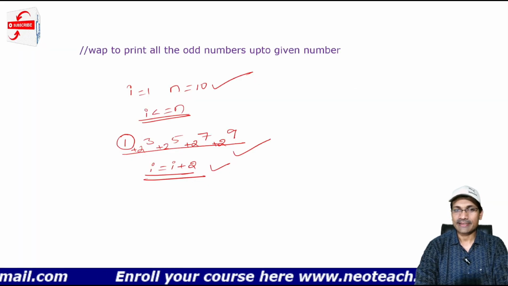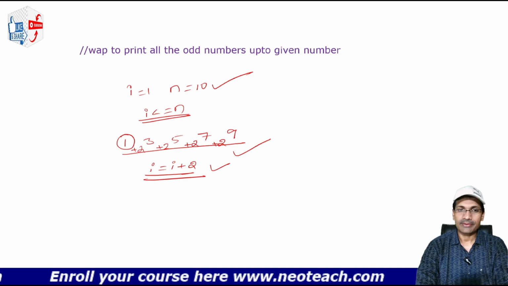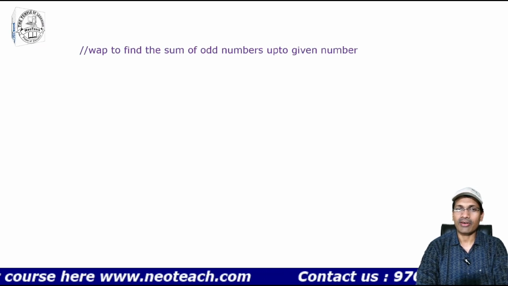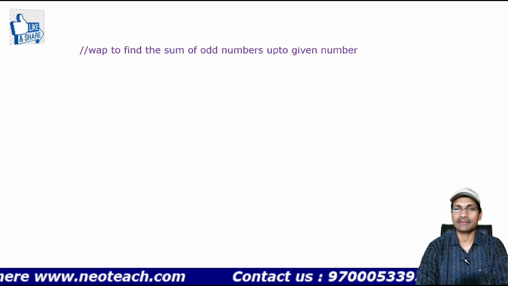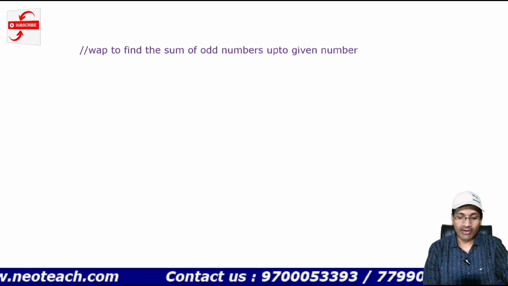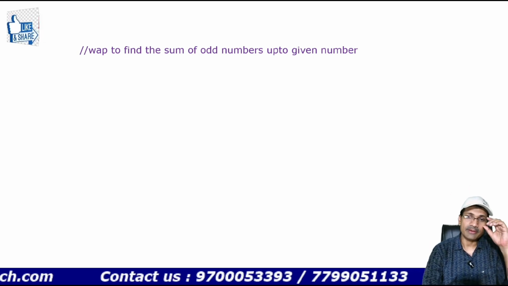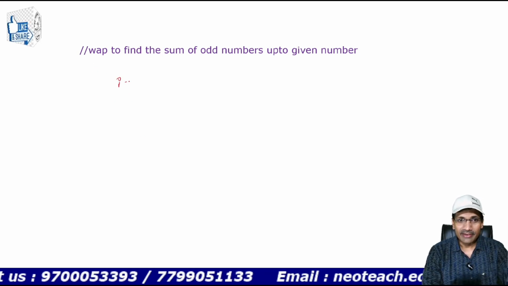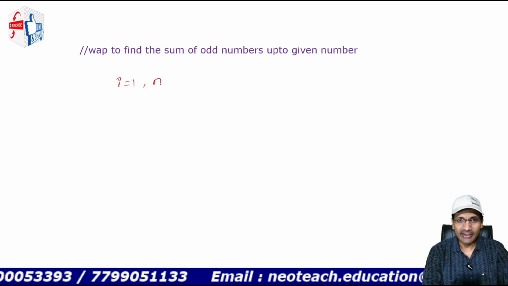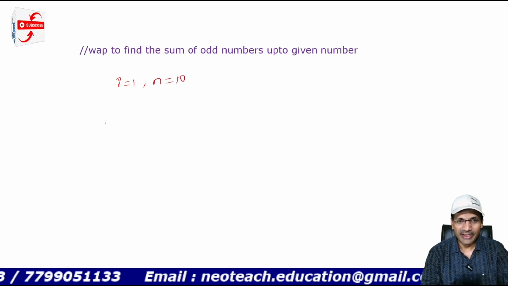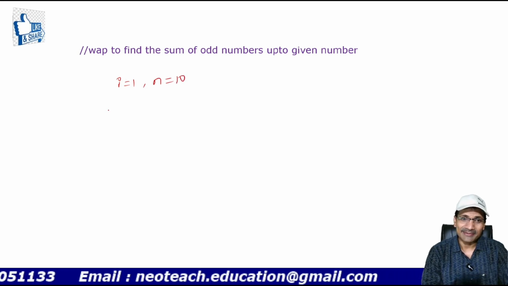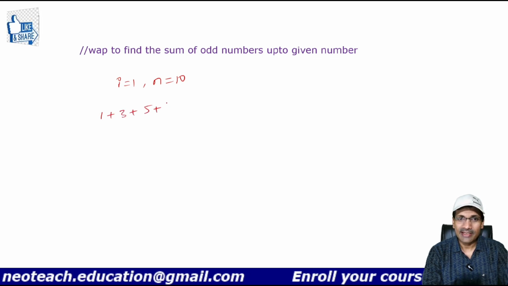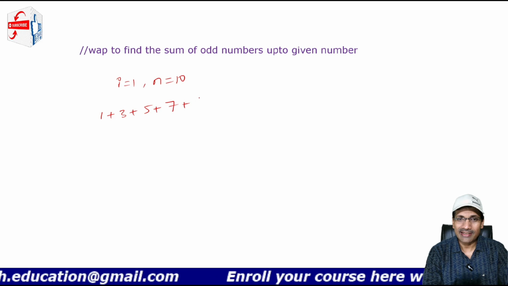Let me explain the next program. So the next program is what? Write a program to find the sum of odd numbers up to a given number. So what do you mean by finding the sum of odd numbers? Suppose odd numbers begin from 1. We know that we are giving some number, say 10, right? So up to 10 the odd sum, so like 1 plus 3 plus 5 plus 7 and 9.